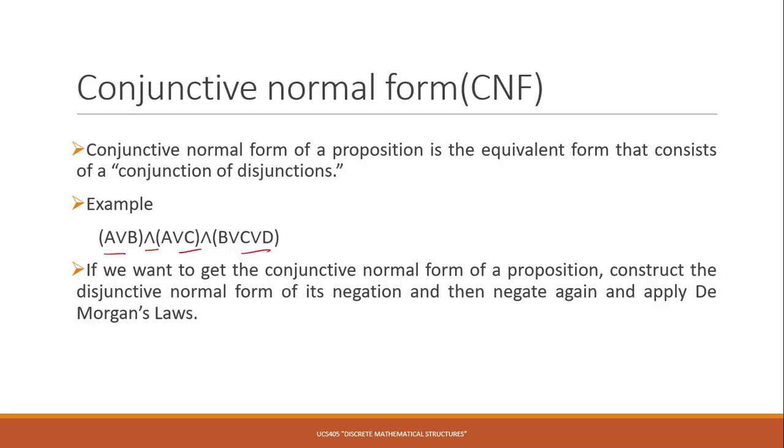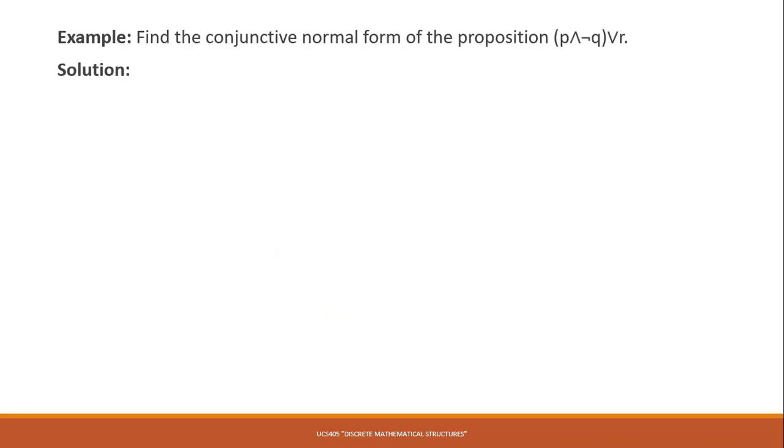Now, if we want to get the CNF, that is conjunctive normal form of a proposition, then first we will construct the DNF of its negation and then negate again and apply De Morgan's law. So how will you construct CNF? First you will negate the proposition form, then you will find the DNF, then again you will negate it and apply De Morgan's law. Like the example, we have to construct the CNF of this proposition: P and, negation Q or R.